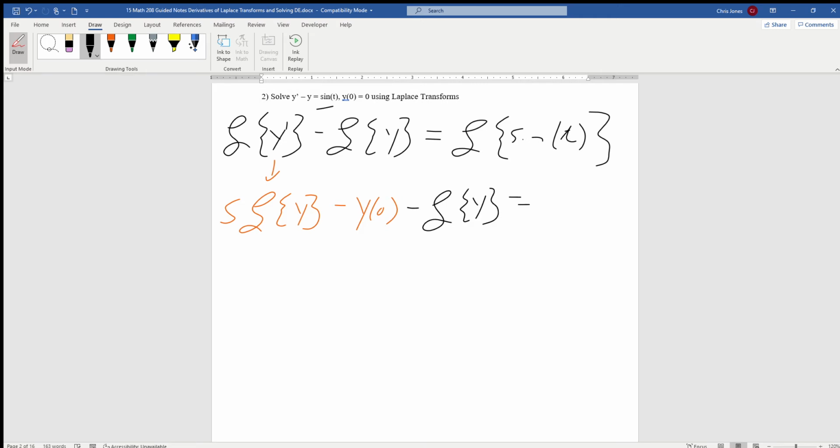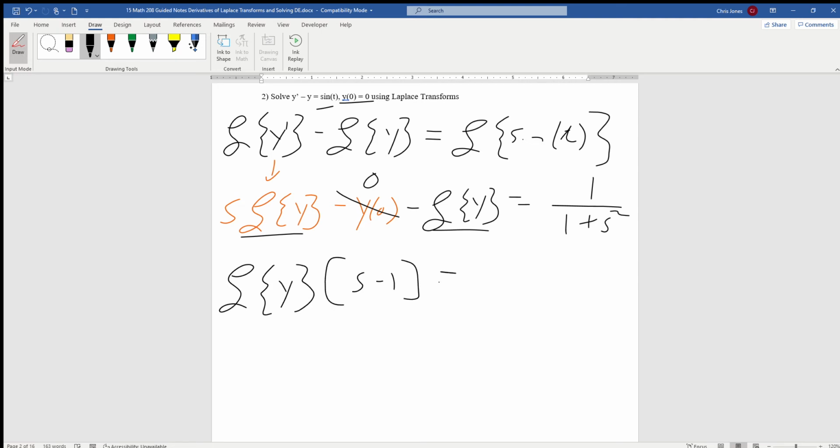And the Laplace of sine, if you look in your table, is going to be 1 over 1 plus s squared. Now we know that y at 0 is equal to 0, so that's going to cancel that out. Then we can factor out the Laplace of y. It's similar to calculus 1, where in implicit differentiation you solve for y prime, or dy dx, whatever your notation was. Now we're going to solve for L of y. So L of y, times s minus 1 after factoring, is going to be equal to 1 over 1 plus s squared.